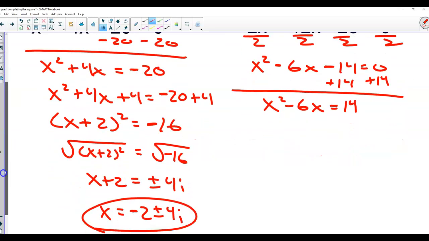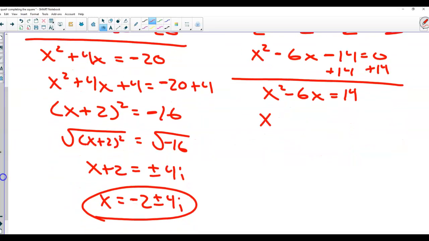Now it's half the middle term squared. Half of negative 6 is negative 3, but when I square it, it's positive. So we always square that middle term. It always makes it positive. We're always adding to both sides here.